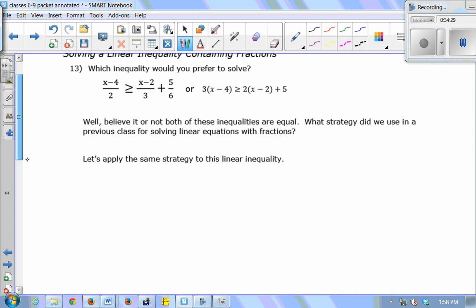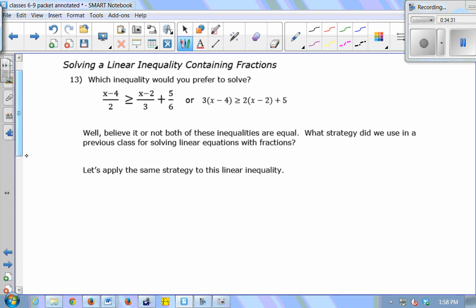All right, so if we have an inequality that has some fractions in it, if I want to solve x minus 4 over 2 greater than or equal to x minus 2 over 3 plus 5 over 6, or 3 times x minus 4 greater than or equal to 2 times x minus 2 plus 5. Which one of those would you rather work on? The one on the right, yeah.